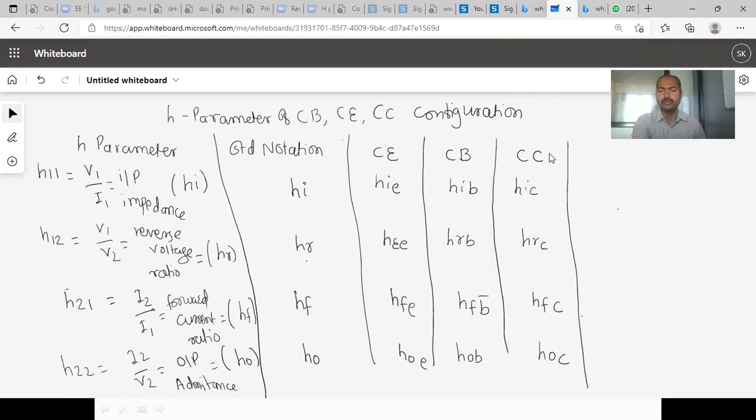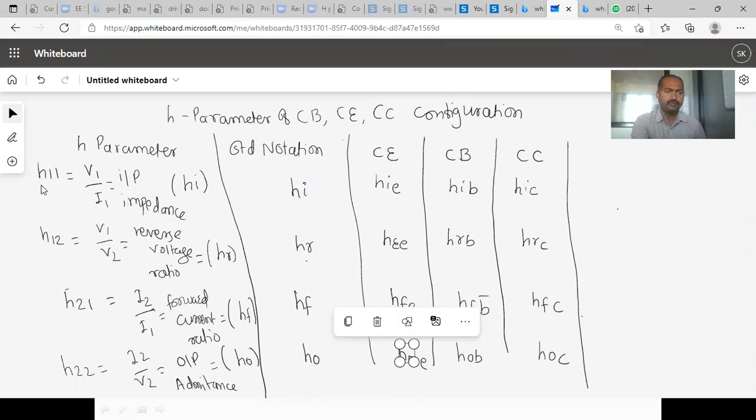base or common collector configuration, one of the important things for the H11, if you consider it as a common emitter configuration, then H11 should be written as HIE, right? H12 should be written as HRE, H21 should be written as HFE, and H22 should be written as HOE, right? According to their configuration, either common emitter, common base or common collector, we just use this term as indicated by HI, HR, HF, HO, right?